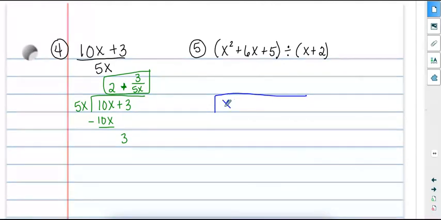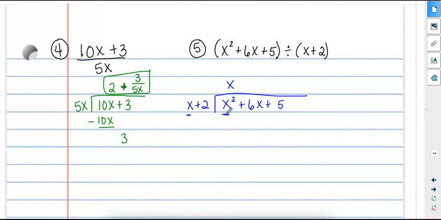So inside is x squared plus 6x plus 5. And out here we're going to have x plus 2. Whenever you are dividing polynomials, you always want to look at the first term, okay? So we're going to ask ourselves, what times x gives us x to the second power? Well, we know it's x.